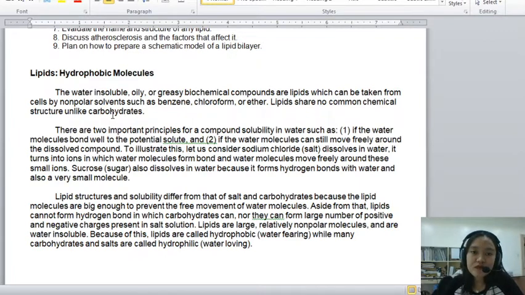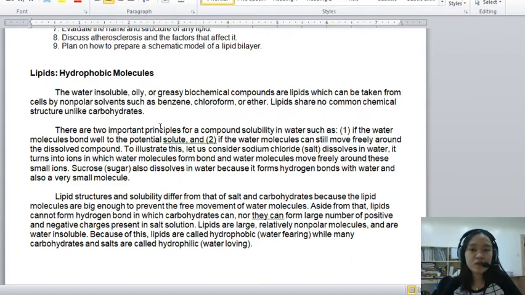Okay? So, oily, greasy biochemical compounds. Okay? Taken from cells by non-polar solvents. So, ito yung mga non-polar solvents natin for your lipids. You have benzene, your chloroform, and ether.